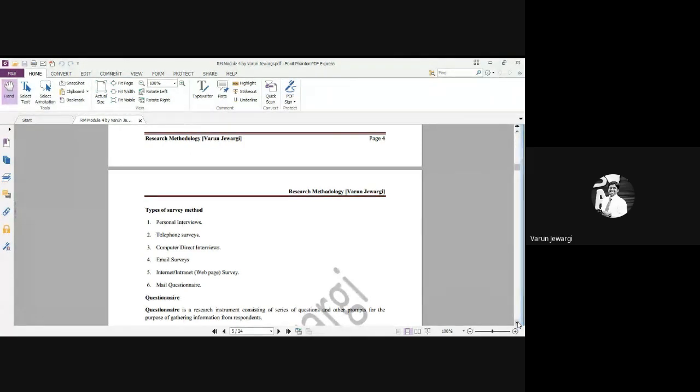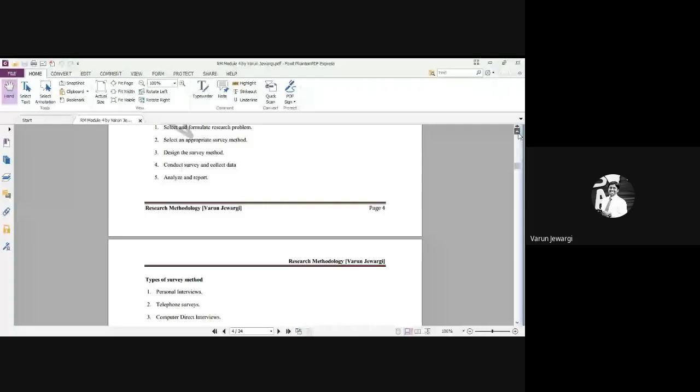So what would be the telephonic survey? I can do a telephonic survey, or else I can do an email survey. That would be really easy. Or else a mail questionnaire. I can email the questionnaire to the people and they answer the questions. So these are the best methods the researcher can use. Then next is design the survey method, which we will be understanding soon.